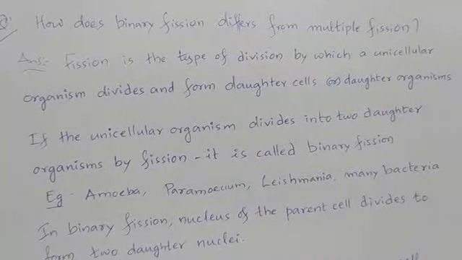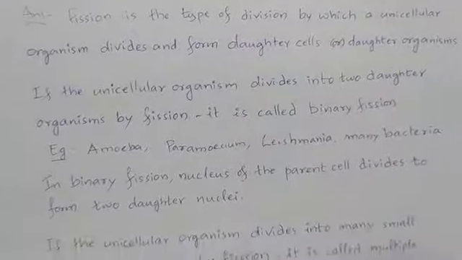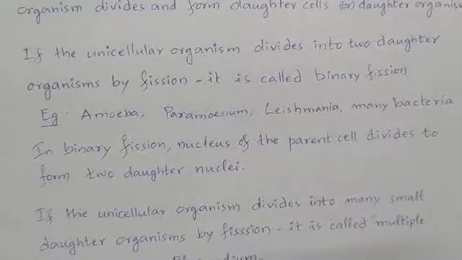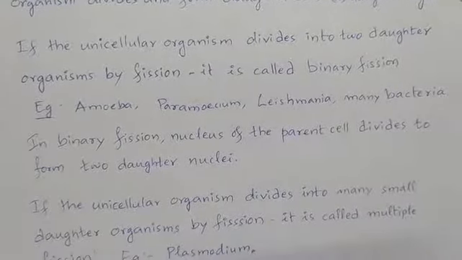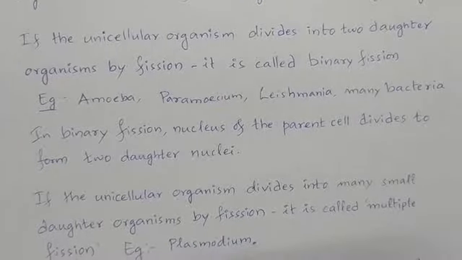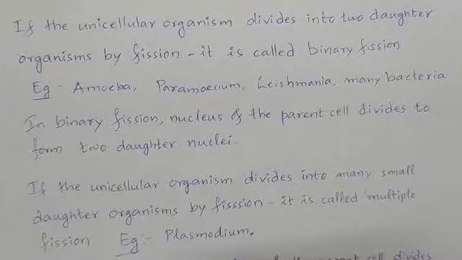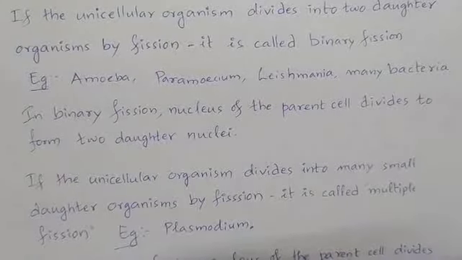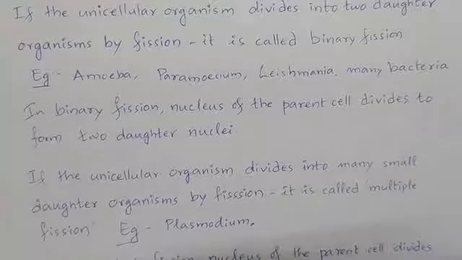Biologically, if the unicellular organism divides into two daughter cells or two daughter organisms by fission, then it is called binary fission. Like amoeba, paramecium, leishmania, and many bacteria, they divide by binary fission. In binary fission, the nucleus of the parent cell divides to form two daughter nuclei.